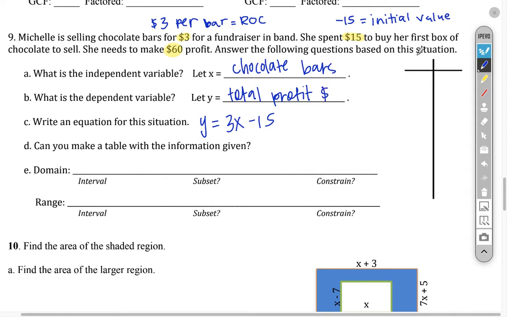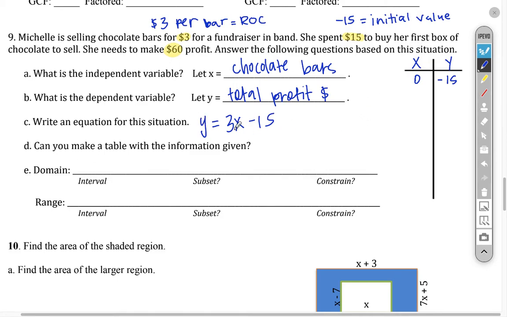All right, so now let's fill out our chart. Remember, it's always x and y. We know our x value is the amount of chocolate bars. So we're going to start at 0. She sold no chocolate bars, and she's in debt $15. But we want her to get to $60. So let's first figure out how many chocolate bars she has to sell to make $60.